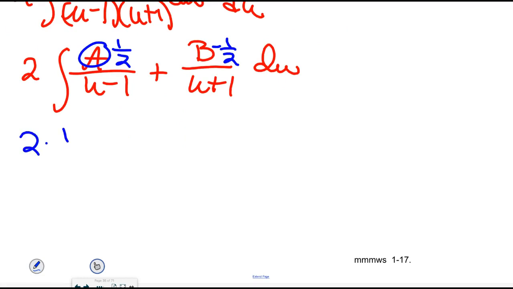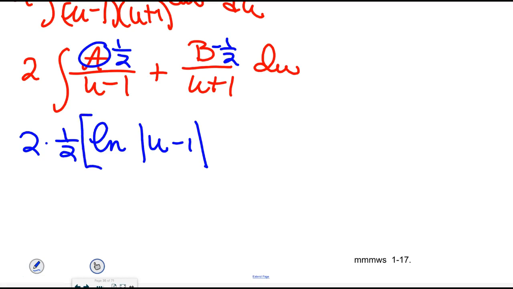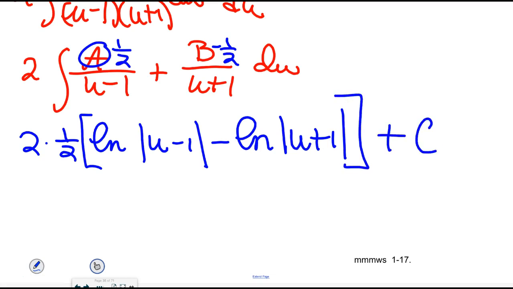Maybe factor out a 1/2. You all right with that? And then natural log, absolute value, u minus 1. Now be careful. Then what? Minus natural log, absolute value, u plus 1. Plus C. About done here. You're going to have a good 40 minutes to work.